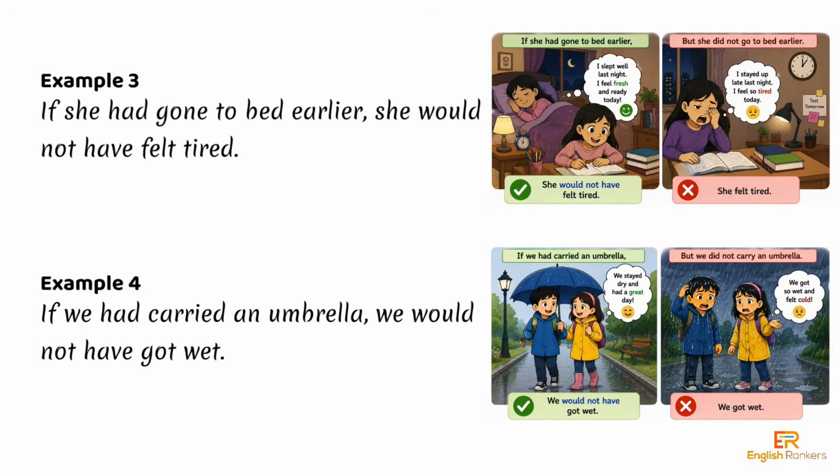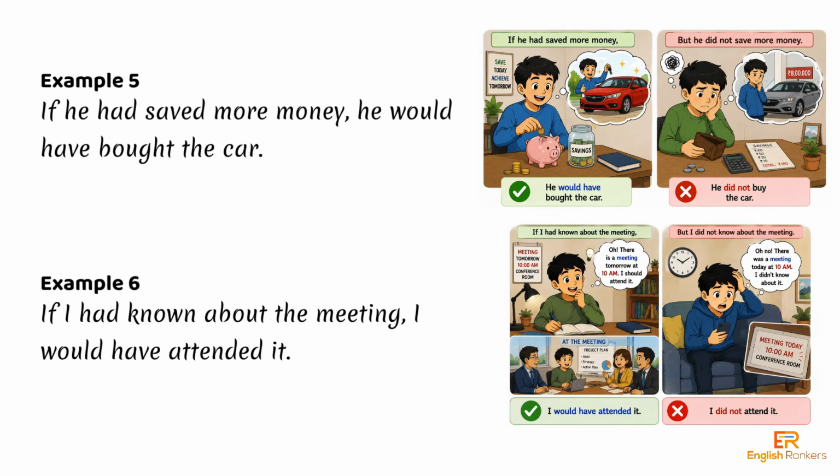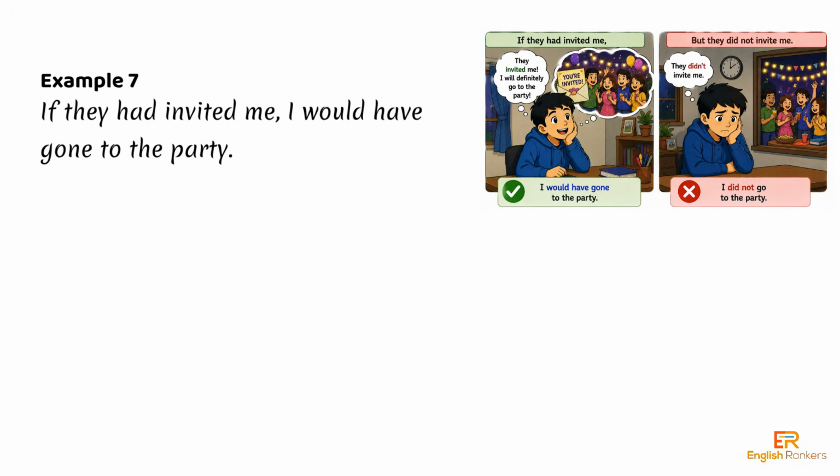Example 4. If we had carried an umbrella, we would not have got wet. We did not carry an umbrella, so we got wet. Example 5. If he had saved more money, he would have bought the car. He did not save enough money, so he could not buy the car. Example 6. If I had known about the meeting, I would have attended it. I did not know about the meeting, so I did not attend it. Example 7. If they had invited me, I would have gone to the party. They did not invite me, so I did not go.